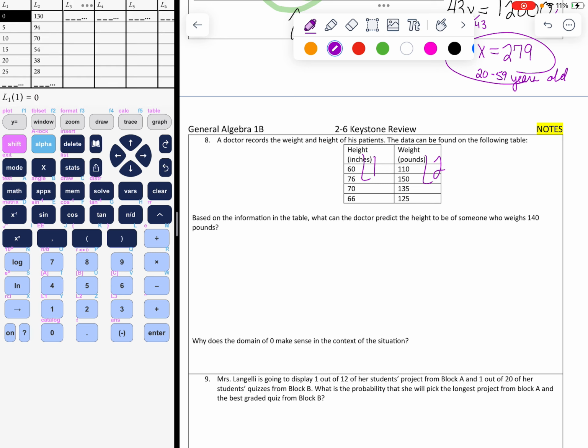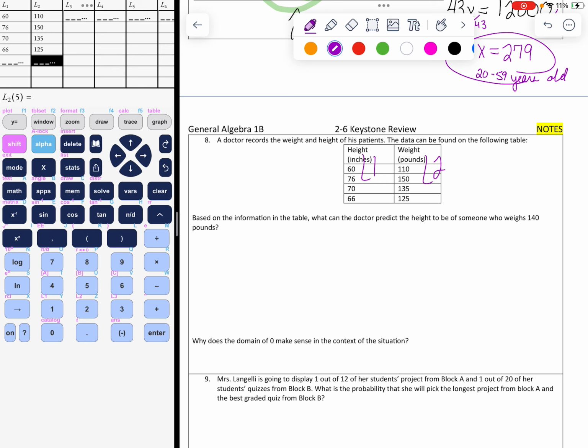So stat and edit, clear your lists, and type your numbers in. So 60, 76. Now again, you can use your slope formula just like you learned from Miss Miles. The calculator is just a really nice tool if you remember how to do it. You can find the slope.